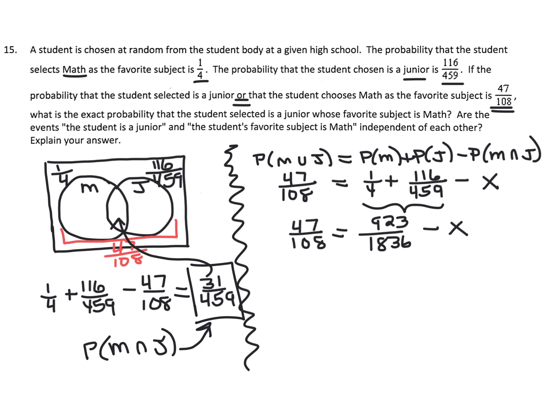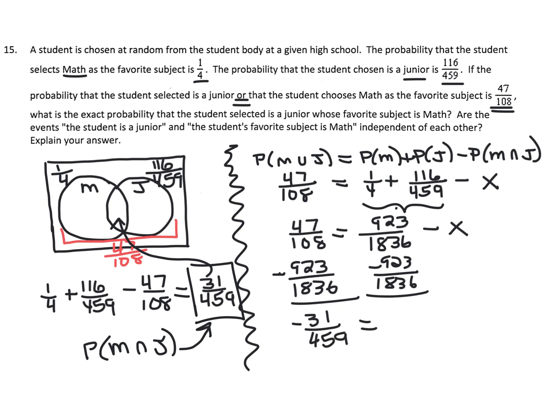Okay, now the next thing we are going to do is subtract this over. So when we subtract this fraction from both sides of the equation, all right, we wind up with negative 31 over 459 equals negative x. And then basically when you divide by -1, you wind up with positive 31 over 459.